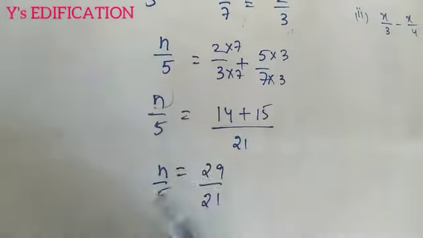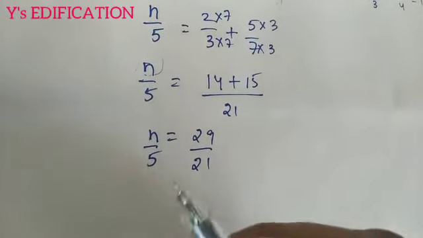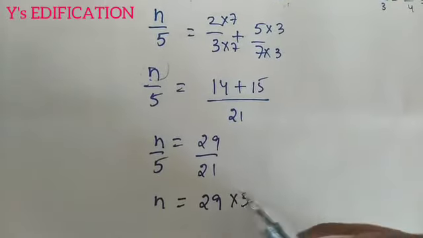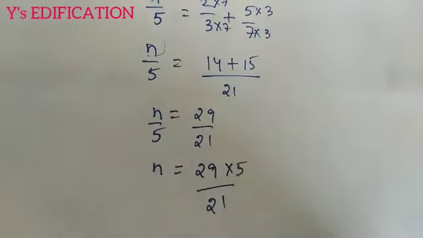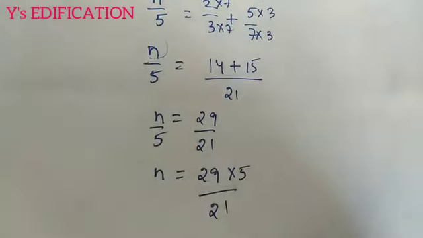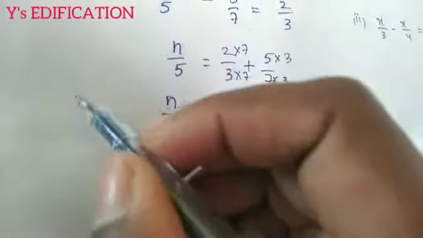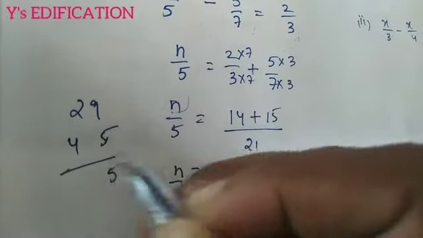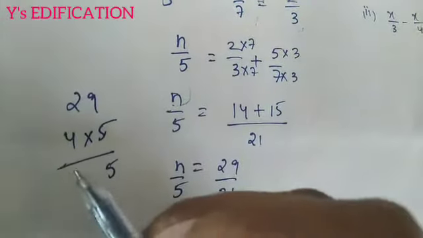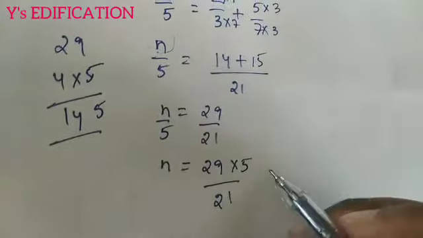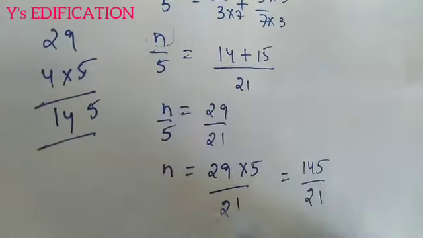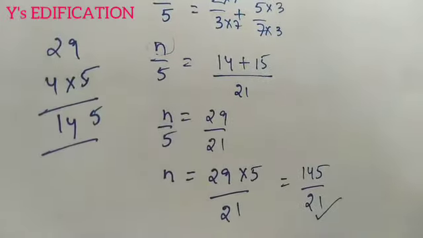And we want only the n value here. So I'm going to transpose this 5, and it is in a division, so it will become multiplication. n is equal to 29 by 21 into 5. So what is 29 into 5? Let's do the multiplication in the rough work. 5 into 9 is 45, 5 into 2 is 10, plus 4 is 14, so 145. So it will become 145 by 21. So n value is 145 by 21. So we got the n value.